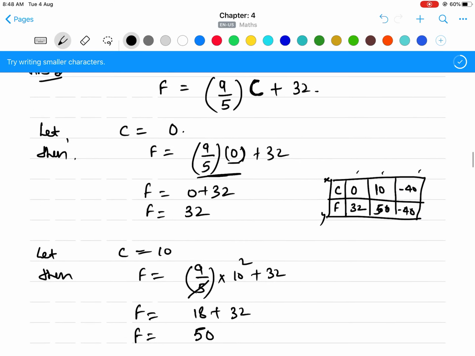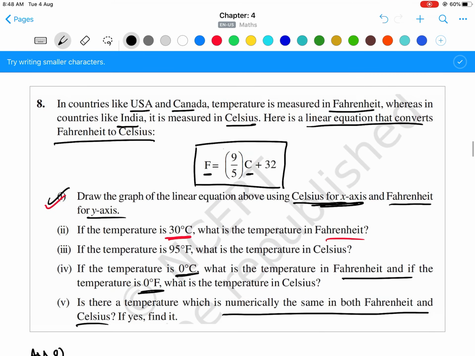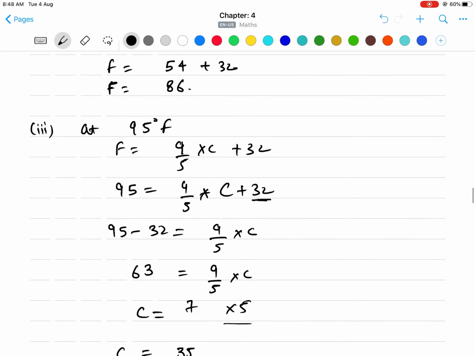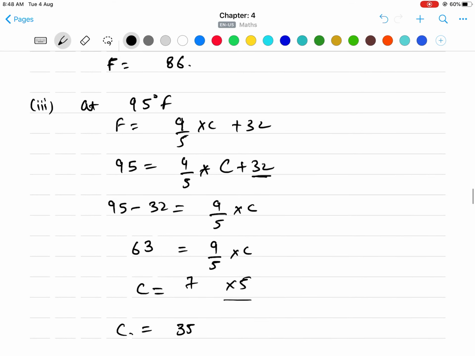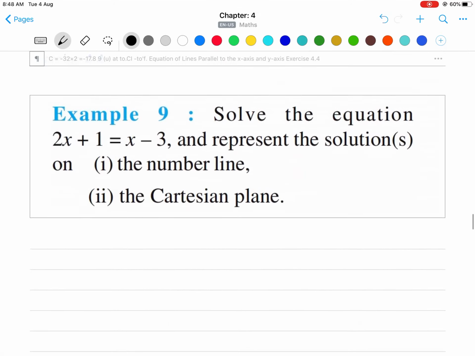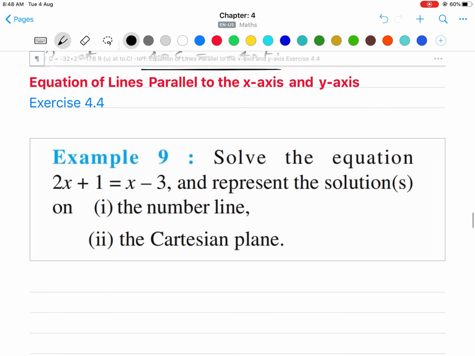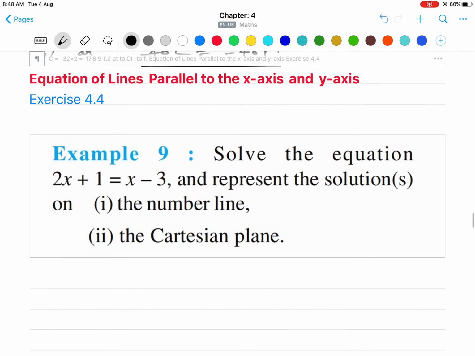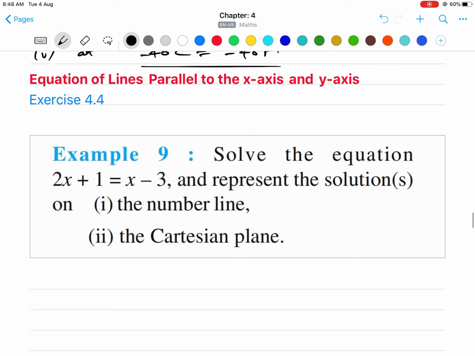That's the end of question number 8 of exercise 4.3, and so the exercise 4.3. Now we'll move to another topic. We have the equation of a line parallel to the x-axis, which is a very small topic. So let's come to this topic here, equation of a line parallel to the x-axis and y-axis. Based on this we have exercise 4.4.